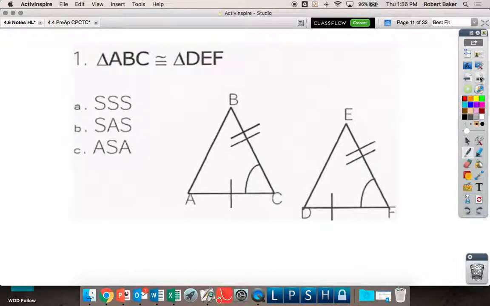Okay, changing gears a little bit. A little recovery. Multiple choice, A, B, or C. Which shortcut do you think proves these two triangles are congruent?